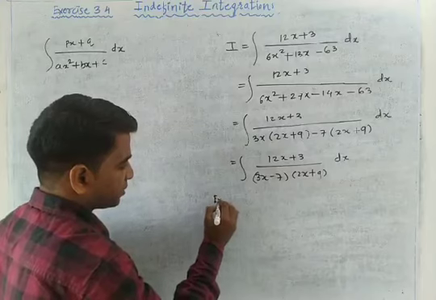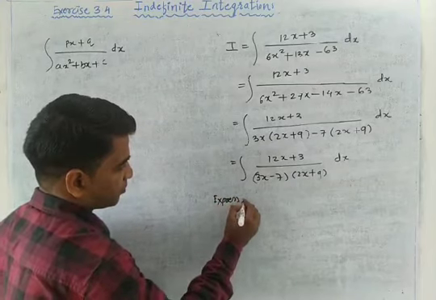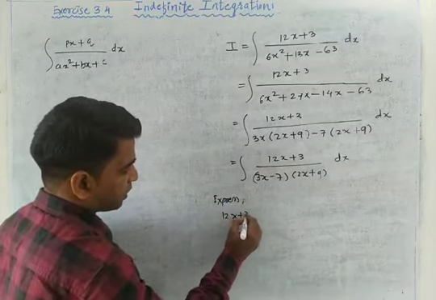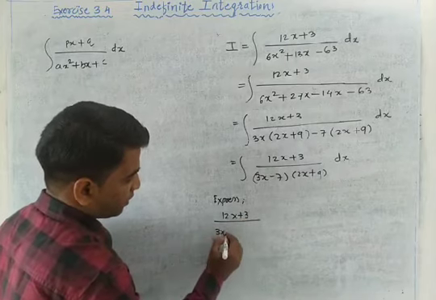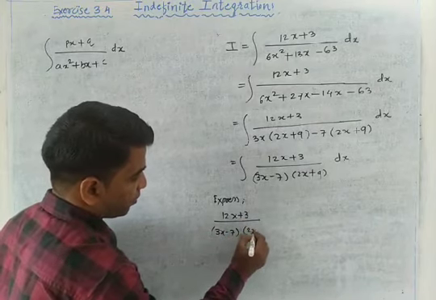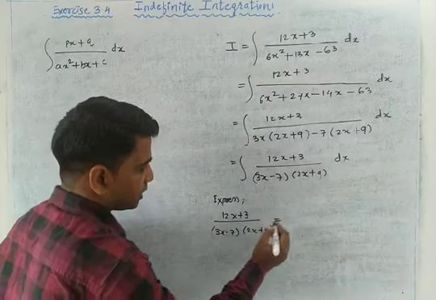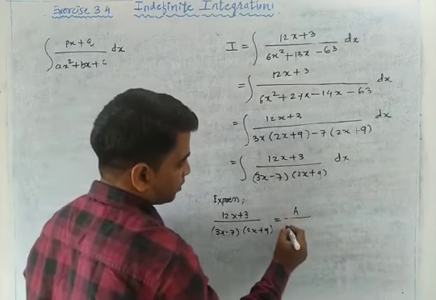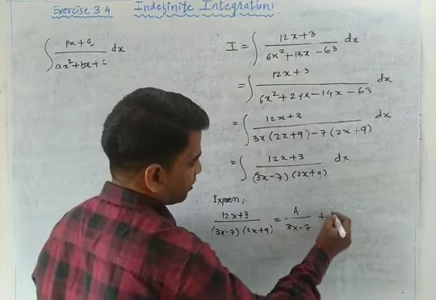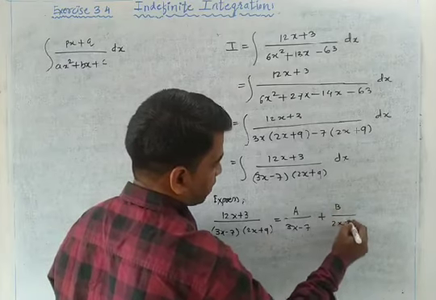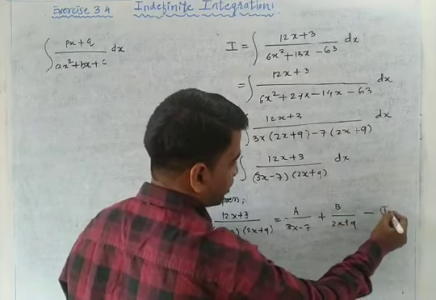So express (12x + 3)/((3x − 7)(2x + 9)) = A/(3x − 7) + B/(2x + 9), equation number 1.